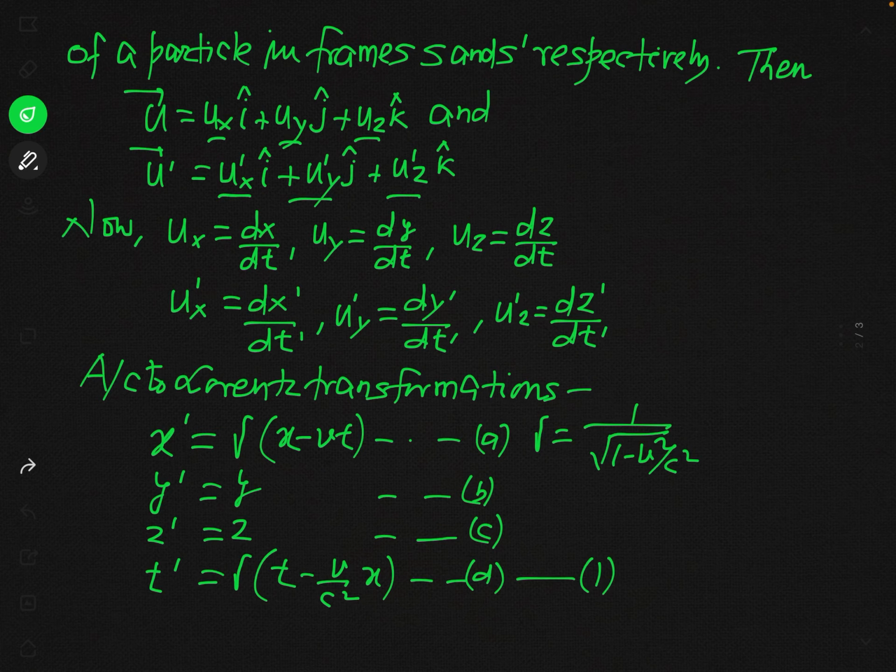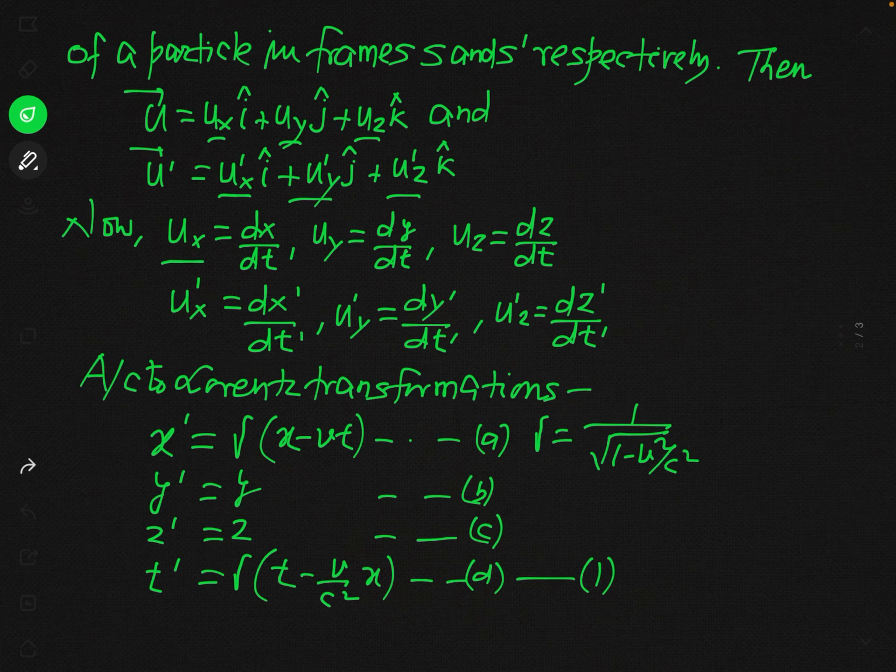Now we will find the transformation equations first of all for the components of velocity, that is u prime x, u prime y and u prime z. For this, let us define these velocity components. The x component of velocity is simply the time derivative of the x coordinate of the position of the particle. So we define ux as dx/dt, uy as dy/dt, uz as dz/dt.